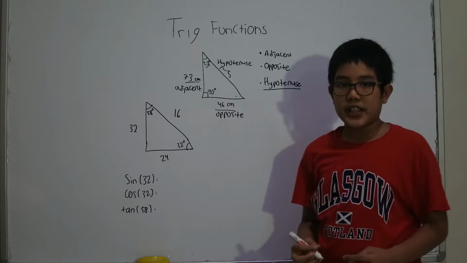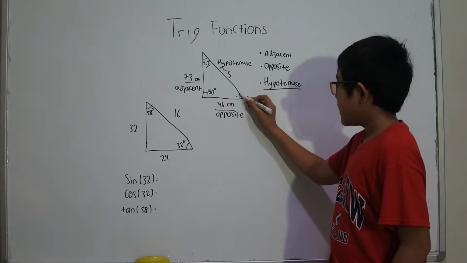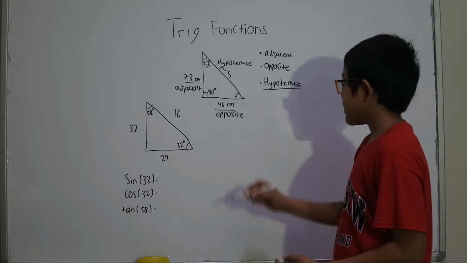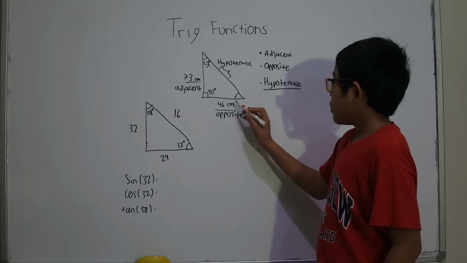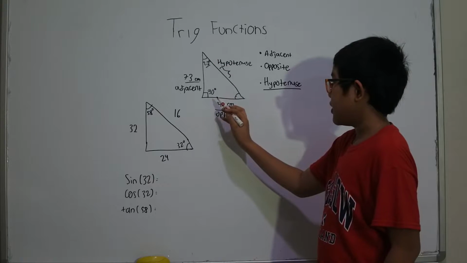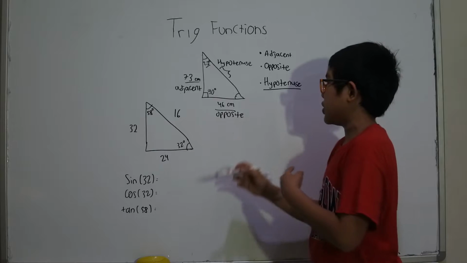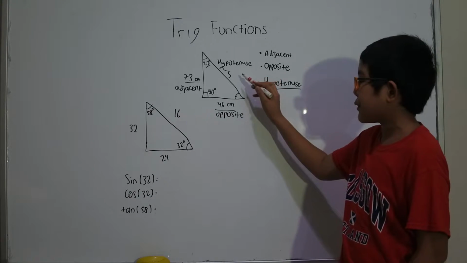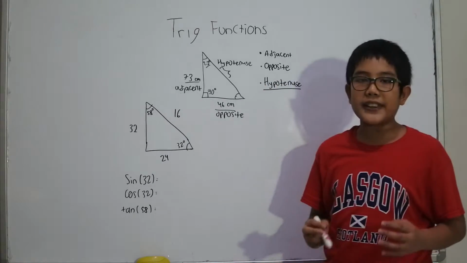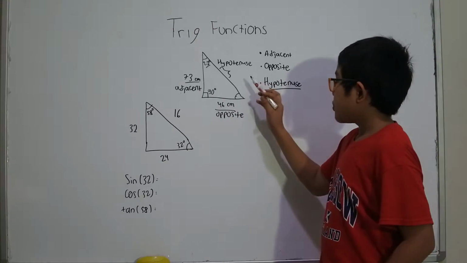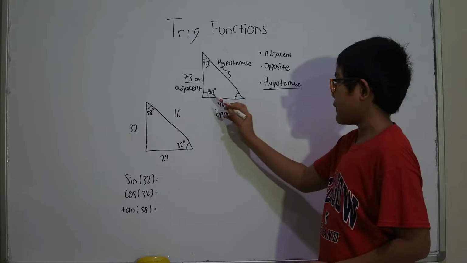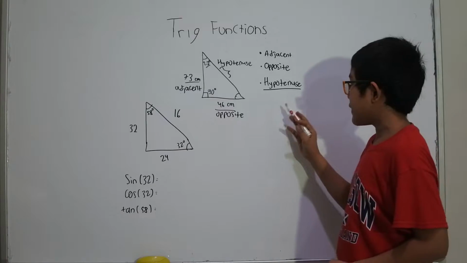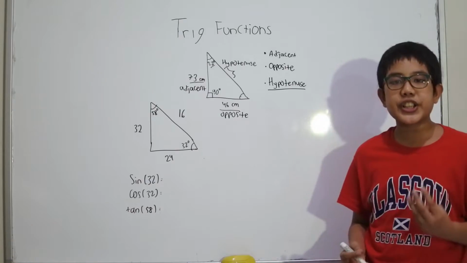So, as I was saying, if we're using the other angle, let's say this one, the opposite and adjacent side would be switched. Because with this one, the opposite side would be the first one, which is this one, and the adjacent would be this one, so they will be switched. But if we're still using this one, the hypotenuse would still be the same. Because no matter what angle we're using, the hypotenuse will always be the side that is in front of 90 degrees.